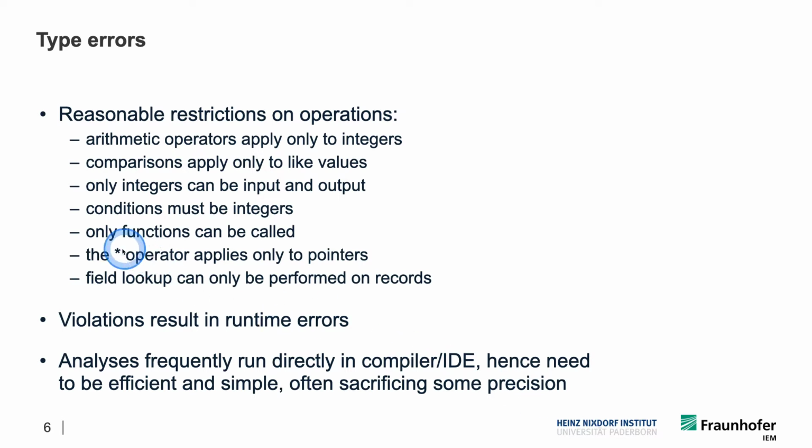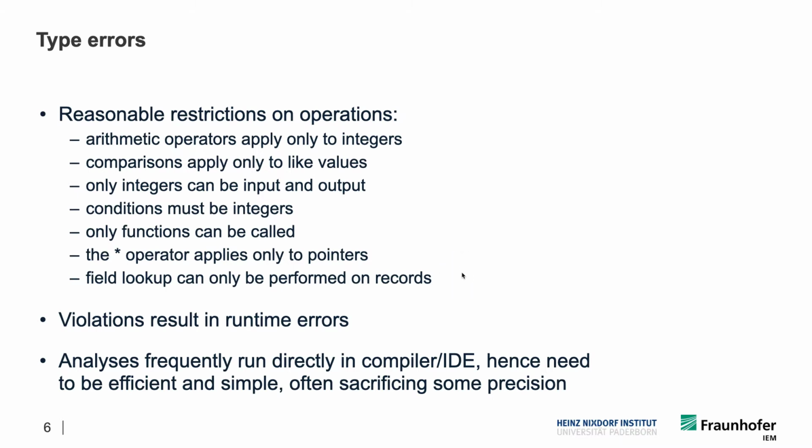And in C-like languages, for instance, you also have the star operator, and that only applies to pointer types or pointer type values, and so on. And this is a non-exhaustive list. I'm sure you can think of more properties that are useful to be checked and that you have also already seen type errors about in your favorite compiler and programming language.